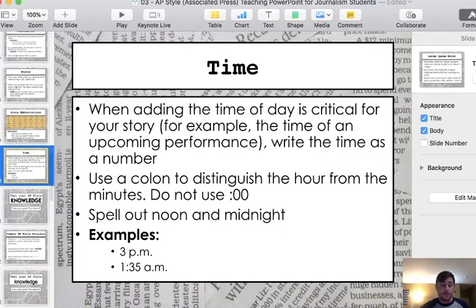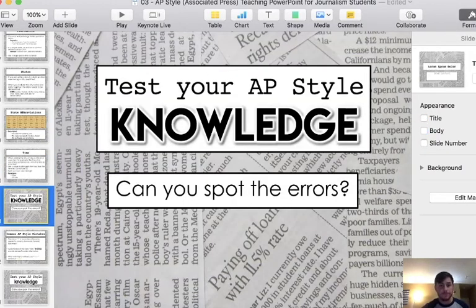So time. Unless you have a specific time, just say 3 p.m., 4 p.m., 5 p.m., okay? Don't have those colon 00, okay? But if you're saying a specific time like 1:35 a.m., then you would obviously have a colon in between there, okay? Notice how p.m. and a.m. are lowercase. So let's get into some common mistakes.